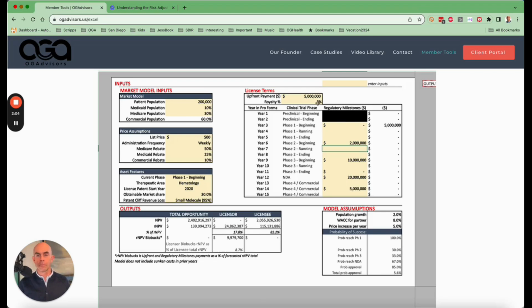So by doing these creative constructions and by understanding your partner, is this a partner that prefers a high upfront but lower royalties, or maybe higher royalties but lower upfront? You can get to a very defensible, thoughtful mechanism of deal terms.